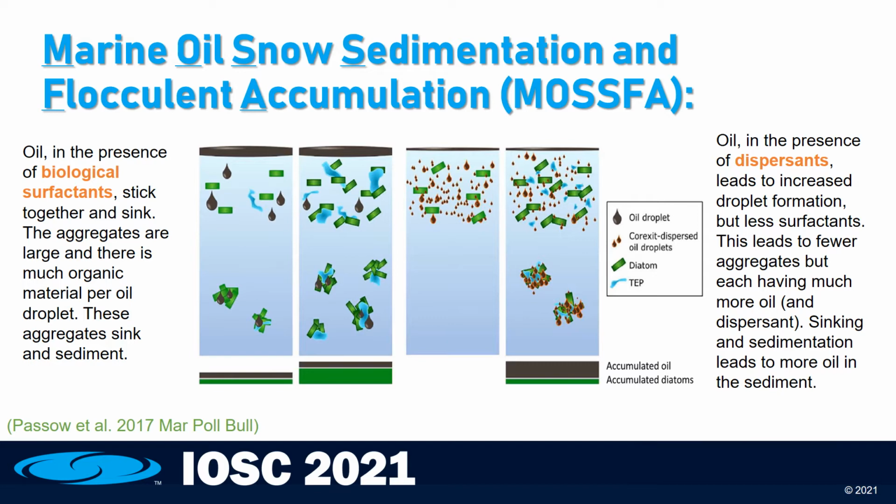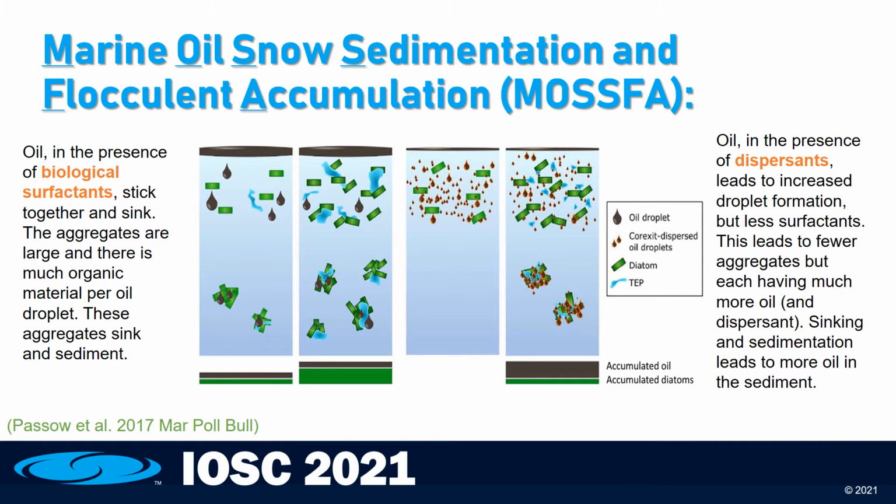On the right-hand side, we see what happens when dispersant is applied. Lots of oil droplets, very small, coated in dispersant, but generally much less organic material, either phytoplankton or bacteria, present, and generally less exopolymers released. The aggregates turn out to be larger, filled with much more oil and dispersant, so that ultimately you get more oil accumulated in the sediments as the material eventually sinks.